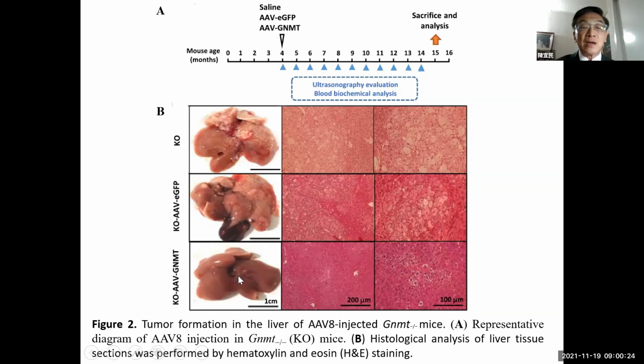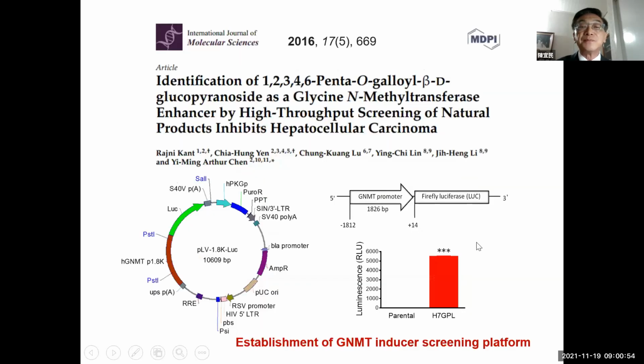You can see the results compared to the knockout mice and the control EGFP AAV construct. In the mice that received only one shot of the AAV gene therapy with the GMT construct, very few liver nodules were found in the mouse livers. So the number and the incidence of tumors in the knockout mice treated with this AAV GMT construct was greatly reduced.